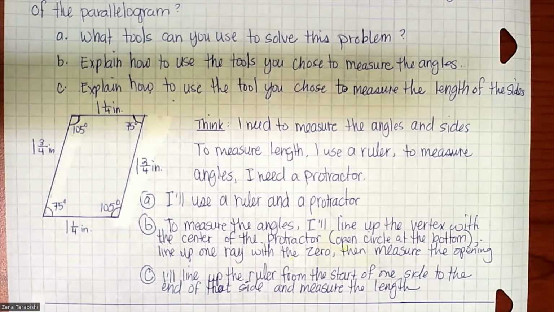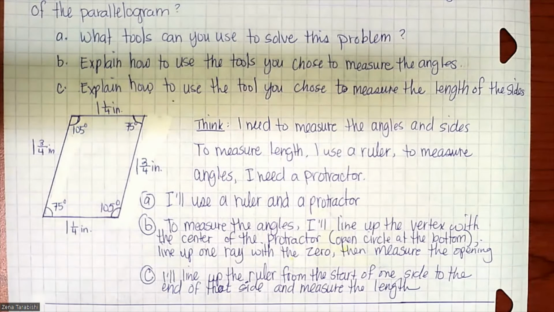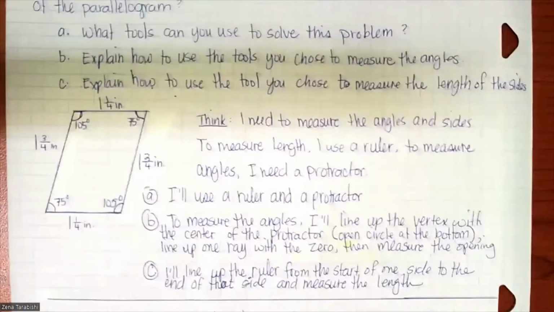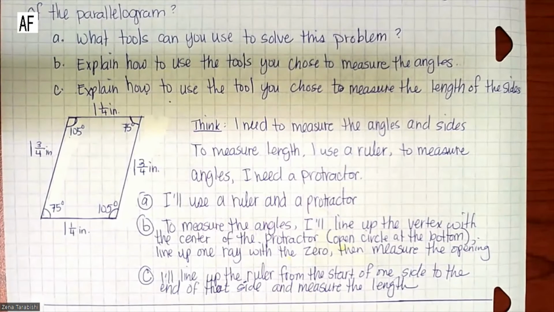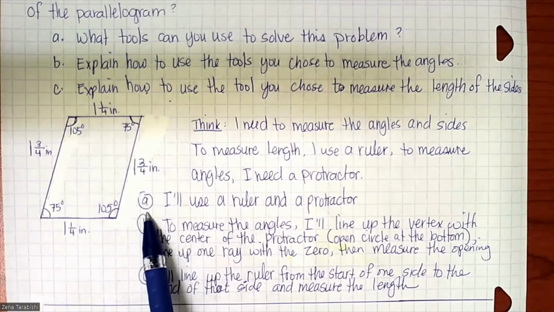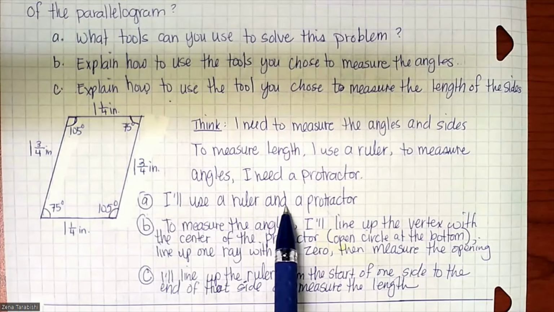So I need to stop and think, what tools do I know how to use? Well, I know that to measure length, I use a ruler. And to measure angles, I use a protractor or pattern blocks where I know the angle measures. So for this one, I think the easiest thing for me is I'm going to choose to use a ruler and a protractor. So part A, I'm going to use a ruler and a protractor.